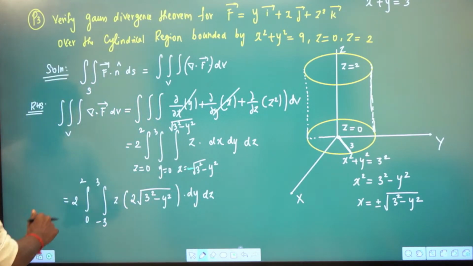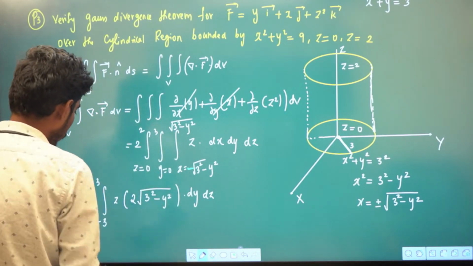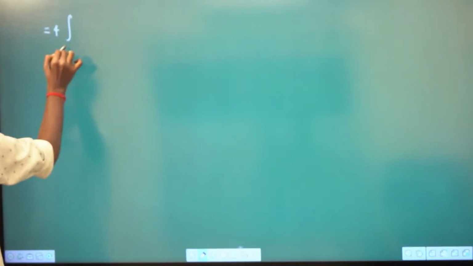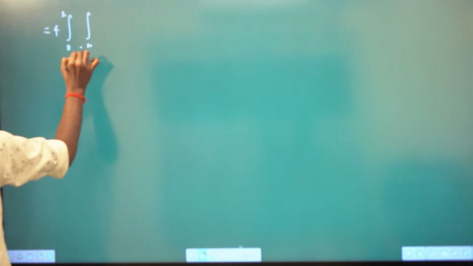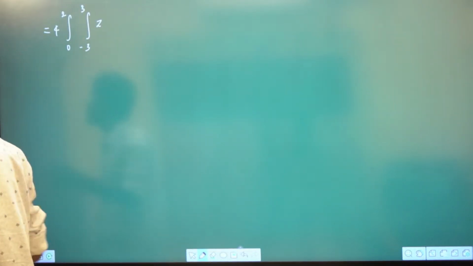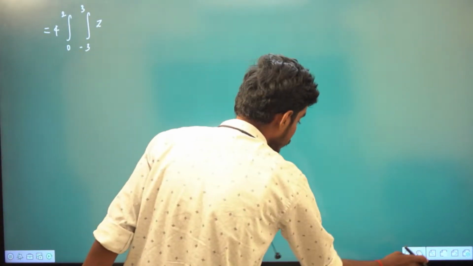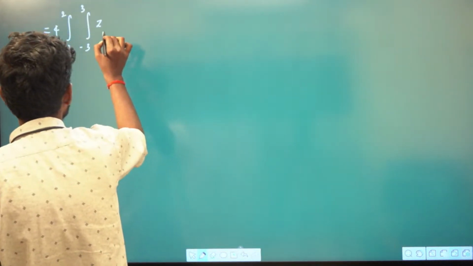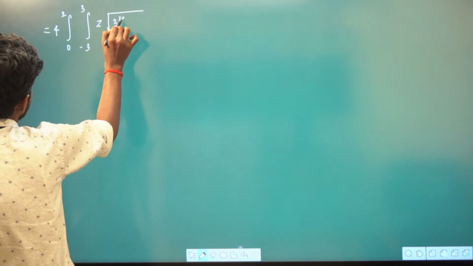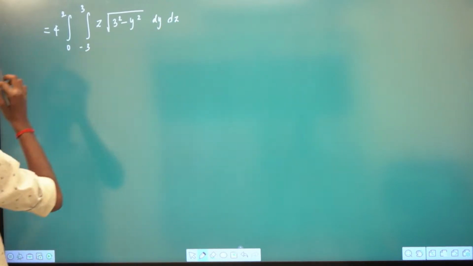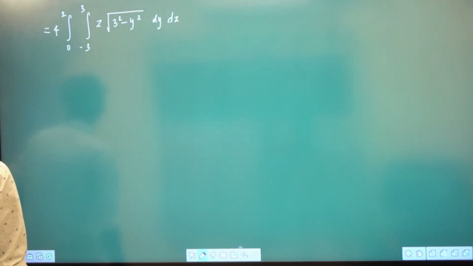So let us take this 2 outside now. So we will have 4 times, z varies from 0 to 2, y varies from minus 3 to 3, z into root of 3 square minus y square dy dz. Now integrate this with respect to y. There is some problem with the light, I think.